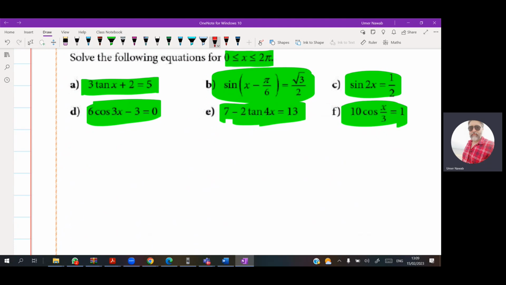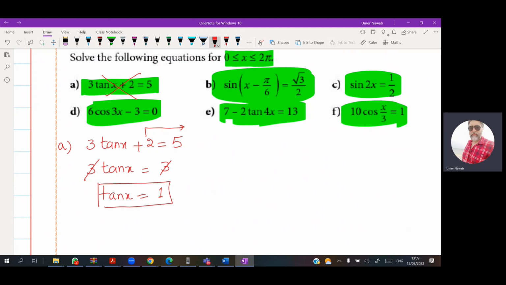So look at the first equation, A. He wrote 3 tan of x plus 2 is equal to 5. Then I will try to make tan x the subject. So send the plus 2 to the other side. It makes 3, so the 3s cancel. I got tan of x is equal to 1. So this complicated equation is turned into tan of x is equal to 1.